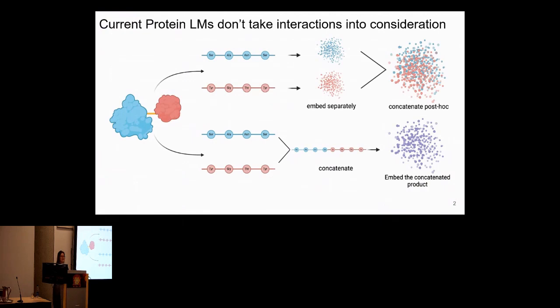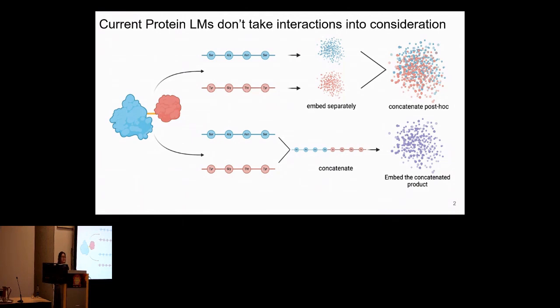So protein language models, as I'm sure a lot of you have heard, have exploded in popularity recently, and they're often employed for predicting protein-protein interactions. However, our current protein language models do not take interactions into consideration.